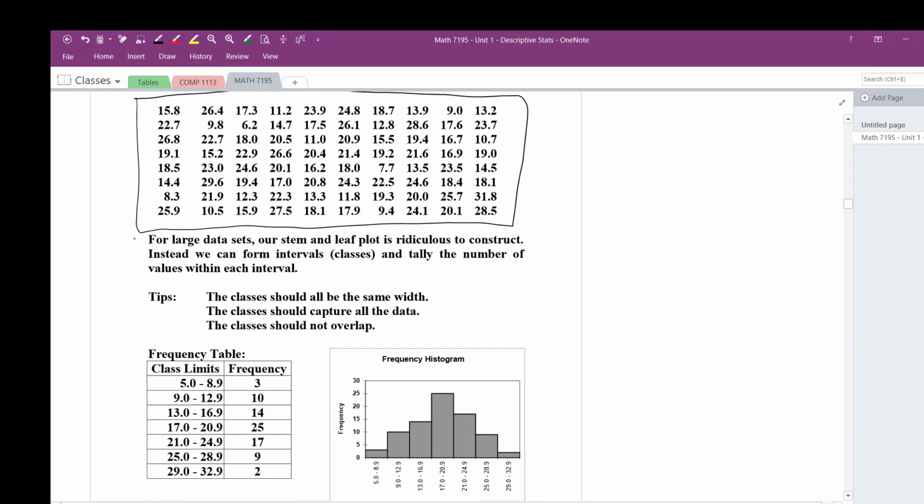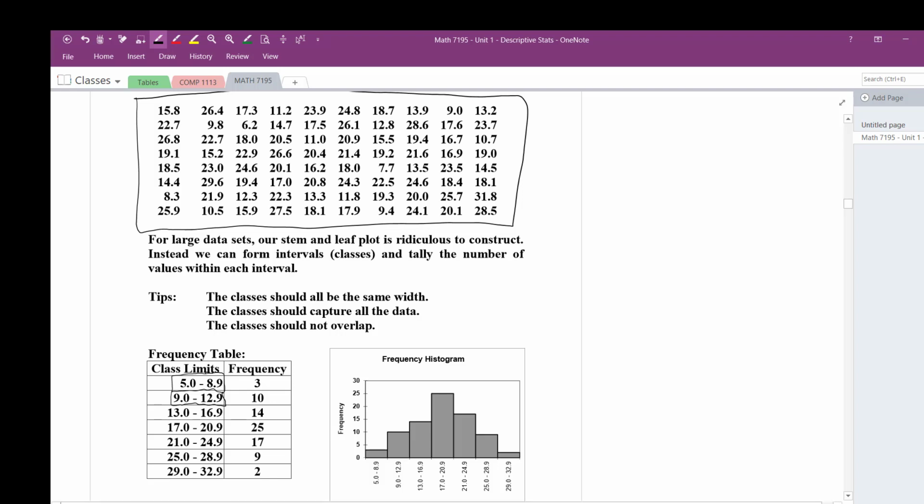I made a little table here where I made classes. My first class I decided would be a width of 4 units wide, from 5 to 8.9. And then the next one was also the same width, from 9 to 12.9. So each one is 4 units wide. I make sure that they don't overlap each other. And I make sure that I make enough classes such that I capture all 80 values in my list.